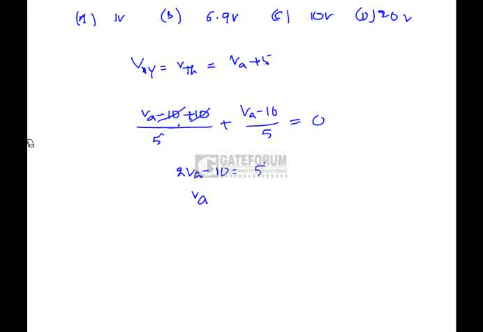Here 2 VA minus 10 equals 0, so VA equals 5 volts. Hence V Thevenin is 10 volts. Hence option C is correct.